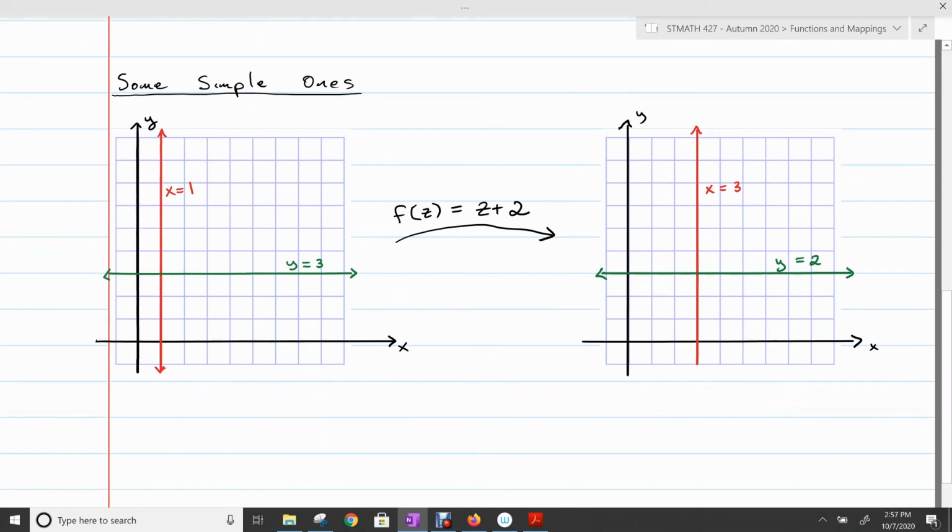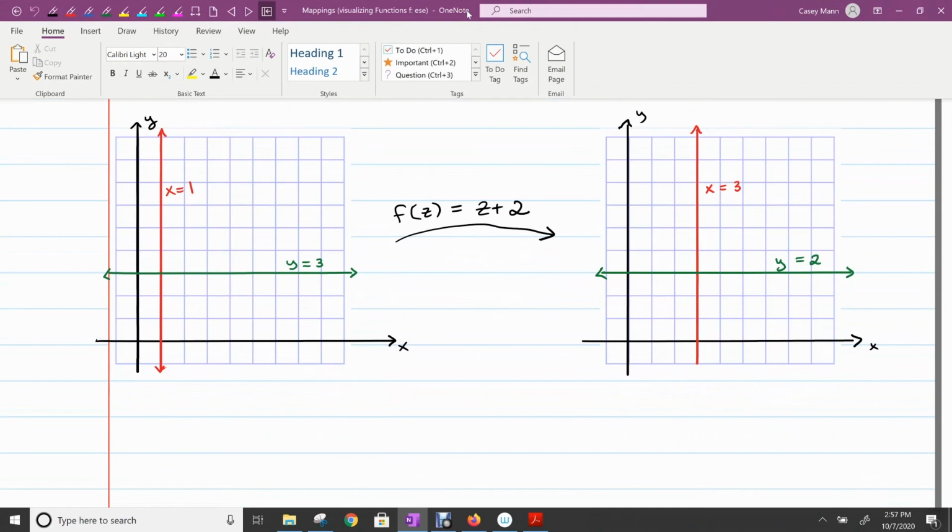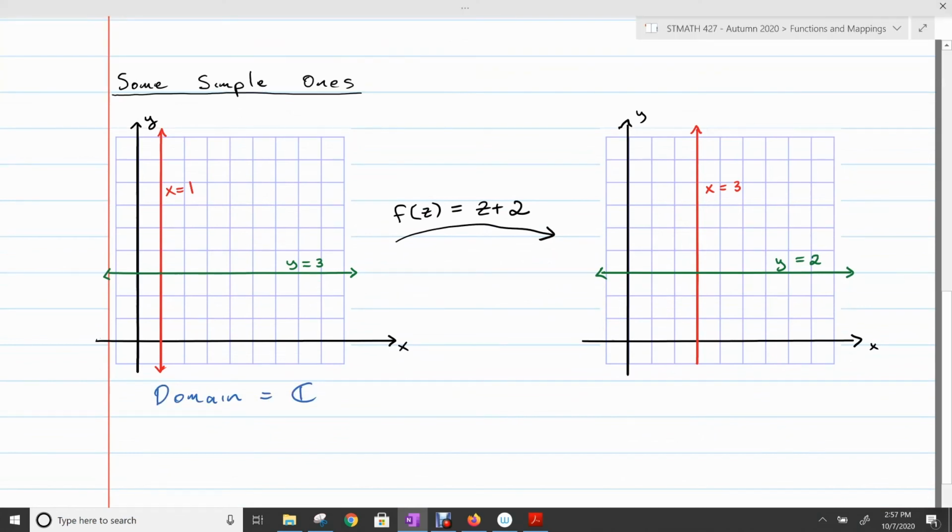Start with one that's really simple. On the left, that's your domain of the function z plus 2. And then I might pick a few curves, like some horizontal lines and some vertical lines. Like for example, here I picked y equals 3 as a horizontal line to consider and x equals 1 as a vertical line to consider.